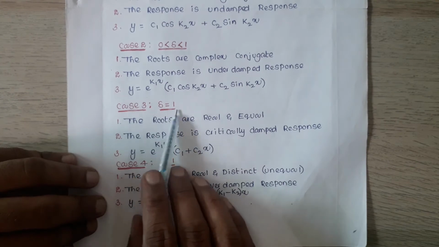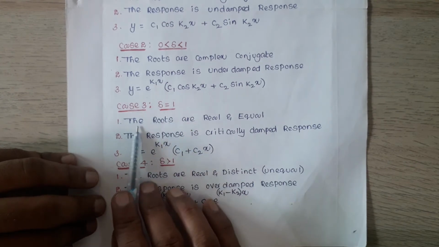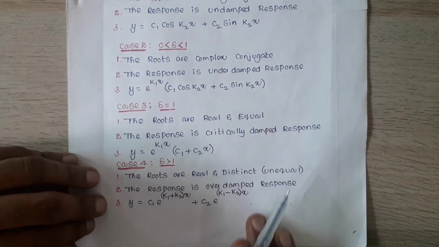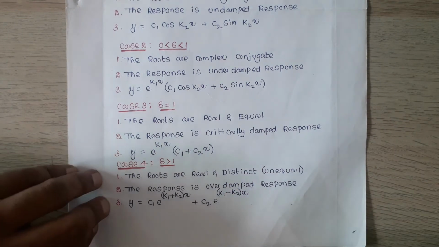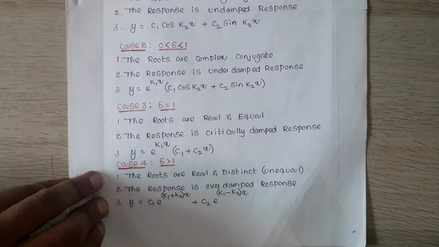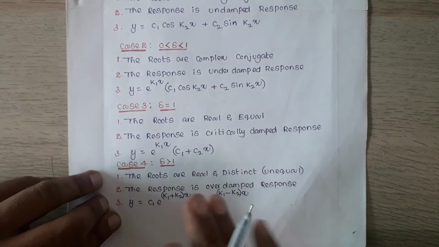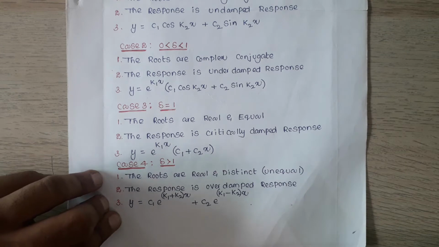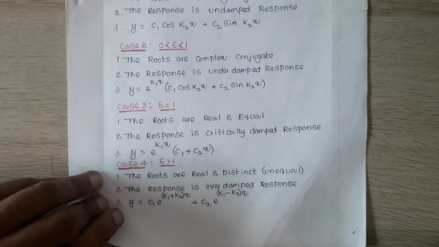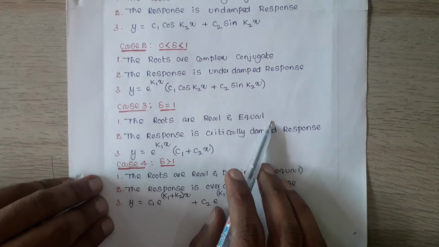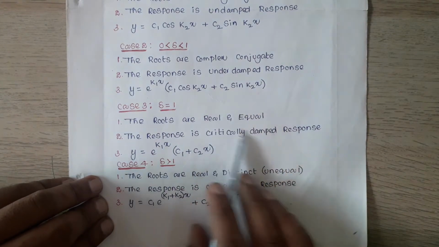So case 3 is zeta equal to 1. When zeta equal to 1, the roots are real and equal. Here we get two roots because it is a second order differential equation. So where are the roots present? If zeta equal to 0, the roots are present on the imaginary axis. If zeta is in between 0 and 1, they are complex conjugate roots, present in the second quadrant and third quadrant. If zeta equal to 1, the roots are negative real and equal roots.